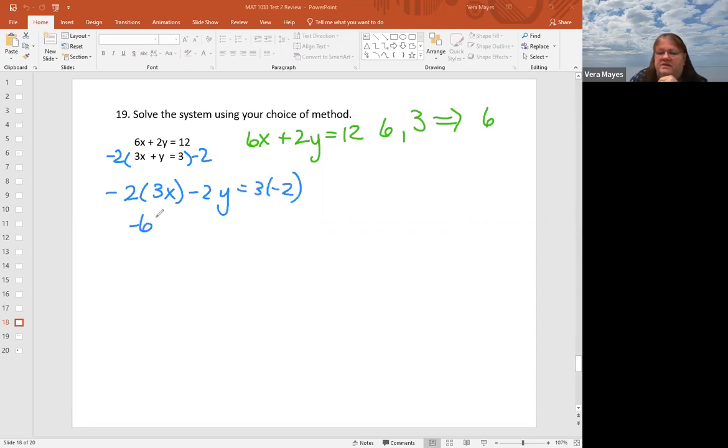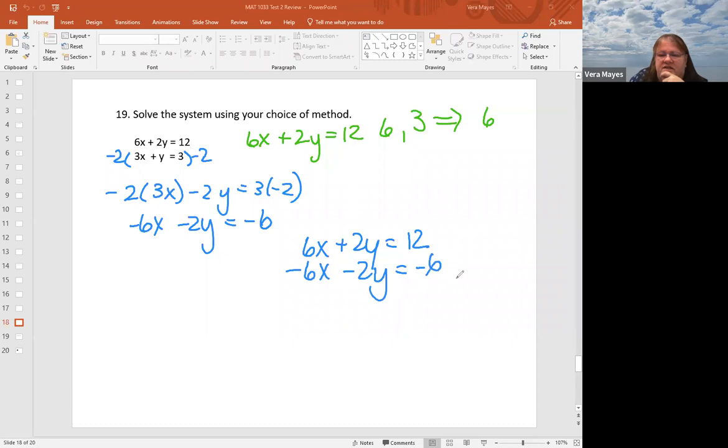So I get negative 6x minus 2y equals negative 6. All right, so let's bring down what we had to begin with. 6x plus 2y equals 12. What we had here was a negative 6x minus 2y equals negative 6. Now, draw my line and combine. These guys cancel, leaves me with the 0. These guys cancel, leaves me with the 0. 12 minus 6 is 6.